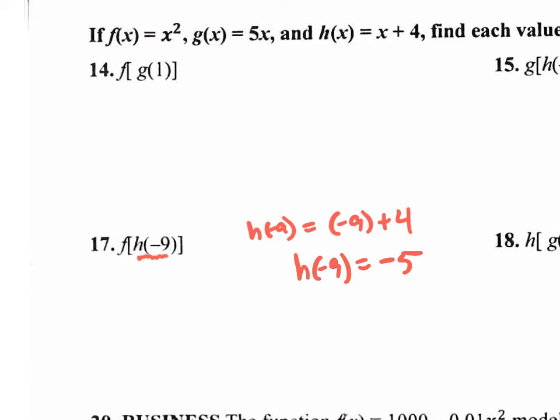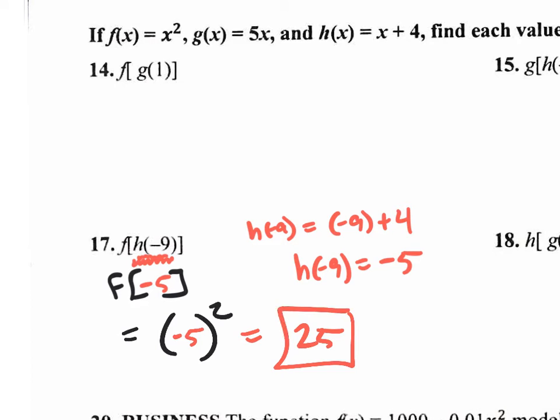Yeah. All right. So this h of negative 9 in here is really a negative 5. So what I really have is f of negative 5. So I need to take that negative 5 and plug it into f now. My f function is x squared. So the answer is going to be x squared. But what am I plugging into the x position? I'm plugging in that negative 5. So negative 5 in parentheses squared, that's really a positive 25. So there's your final answer to f of h of negative 9.